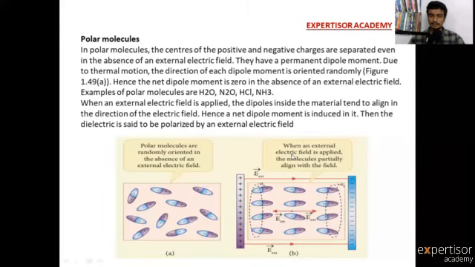When an external electric field is applied, the molecules partially align with the field. Here this is the negative charges alignment, and this is the positive charges alignment in one way. So this is the polar and non-polar types of dielectric materials.